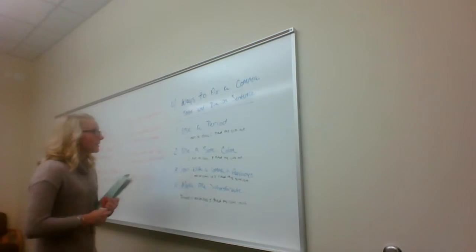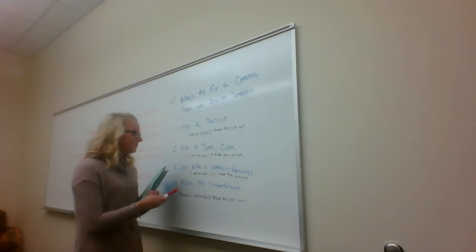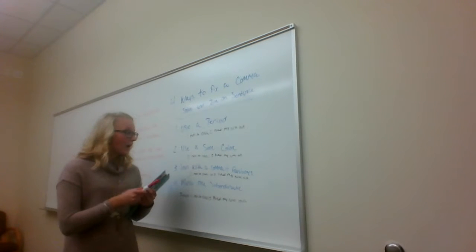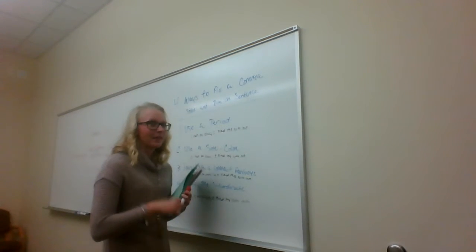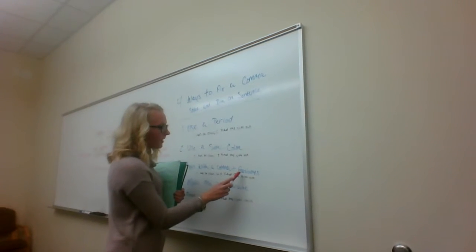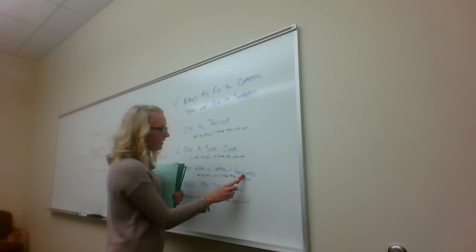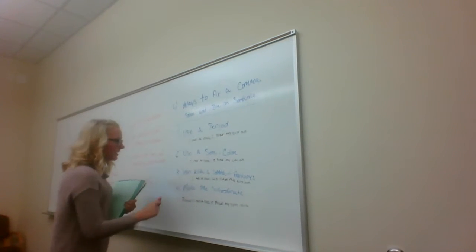Our third way that we can fix a comma splice in a run-on sentence is to join the sentences with a comma plus FANBOYS. Does anybody know what FANBOYS stand for? No? Okay, FANBOYS: for, and, nor, but, or, yet, so. Okay? For, and, nor, but, or, guys.